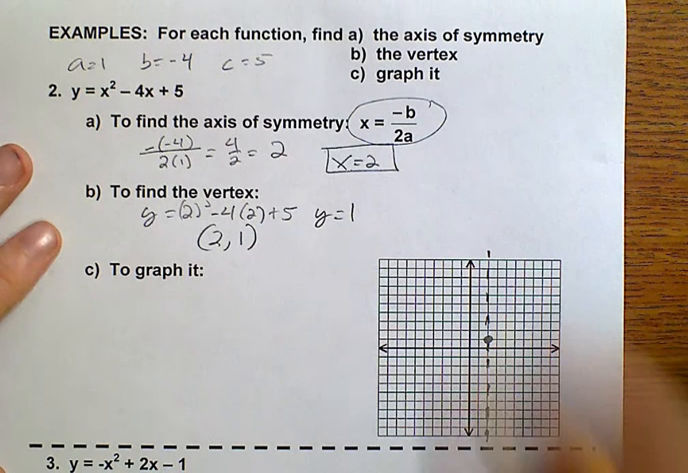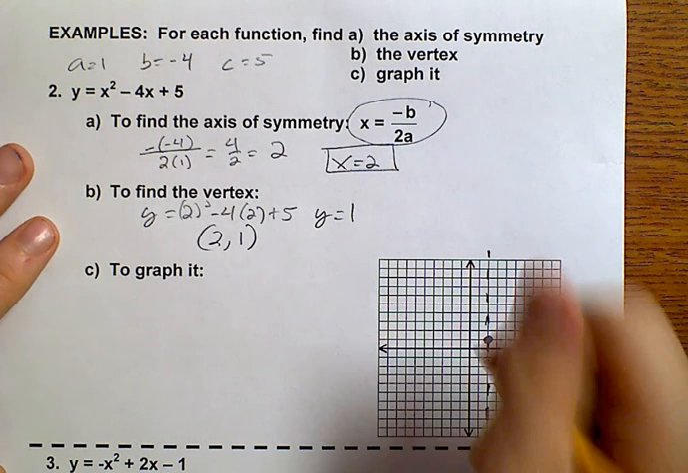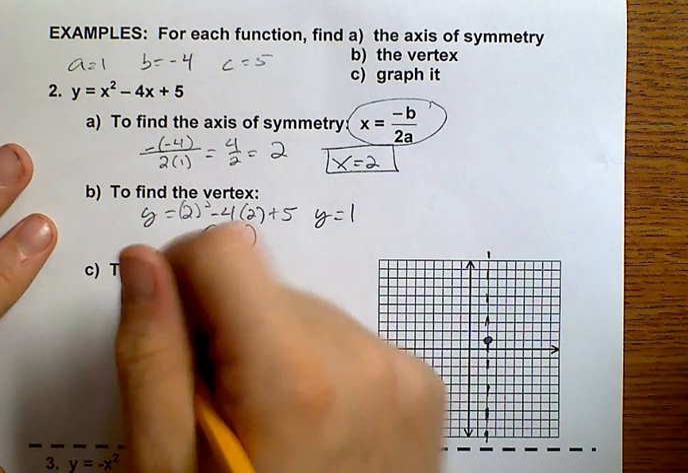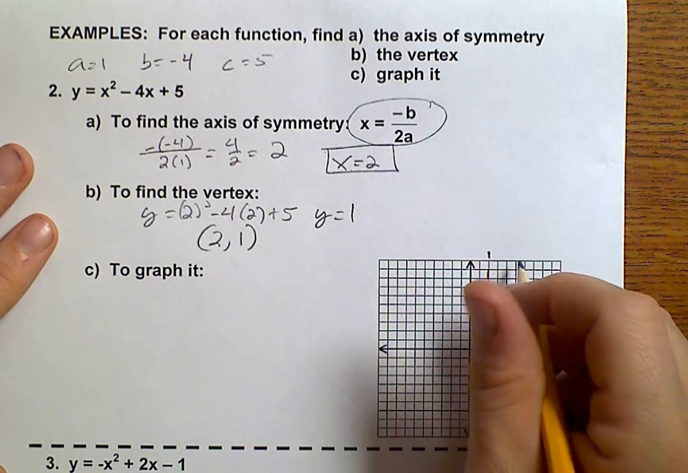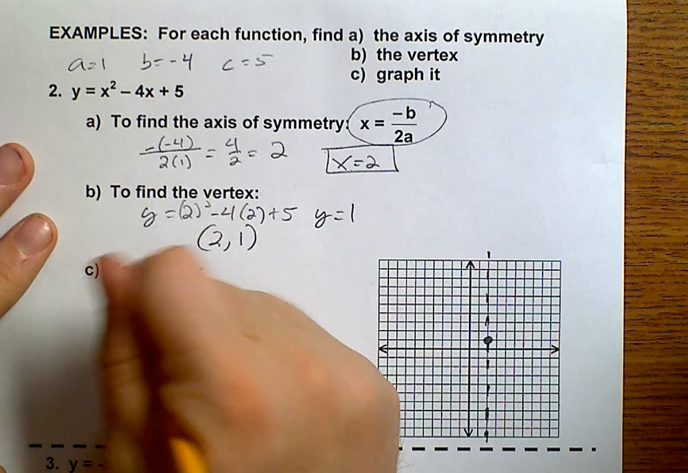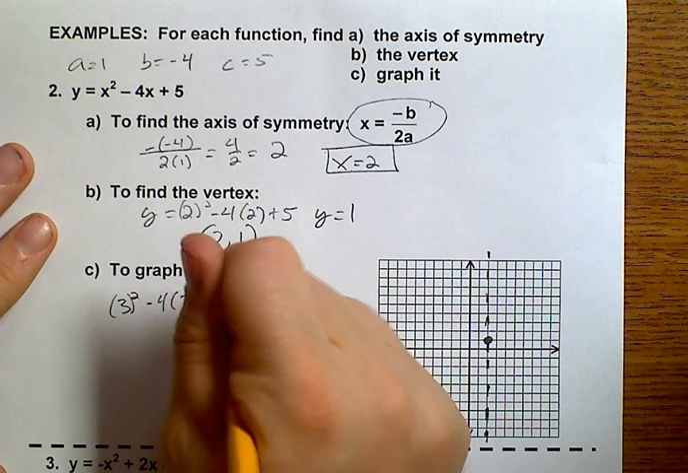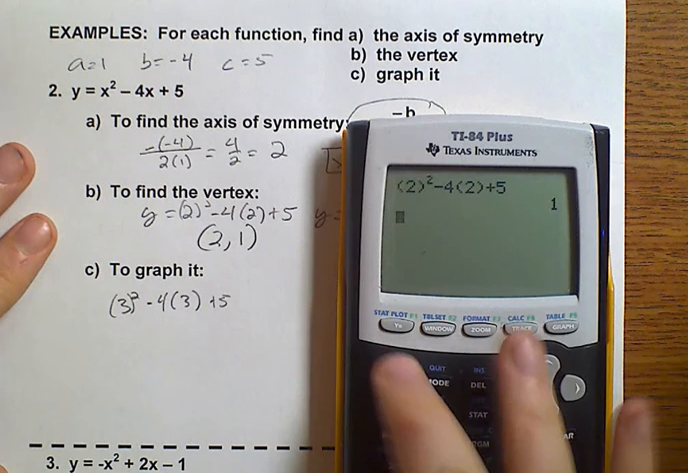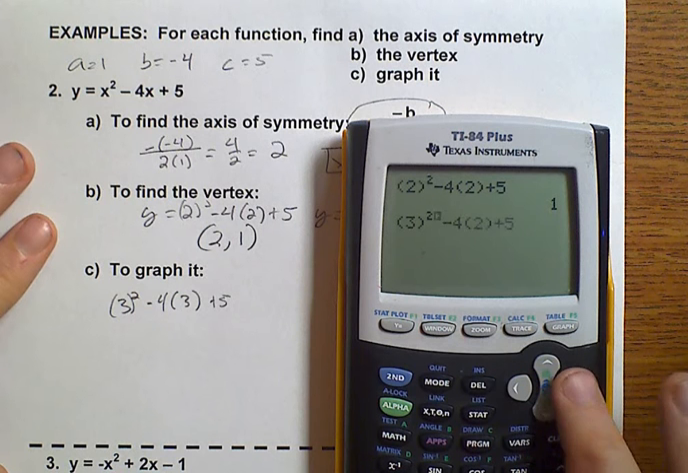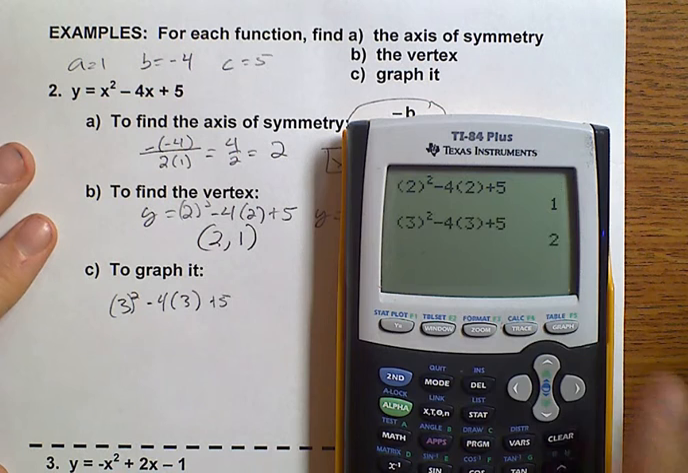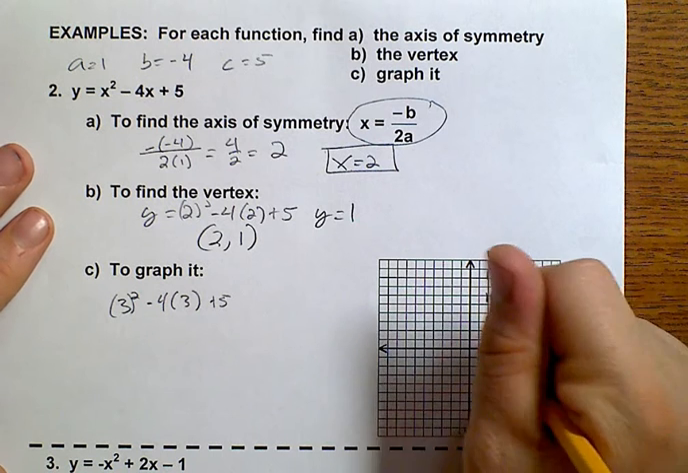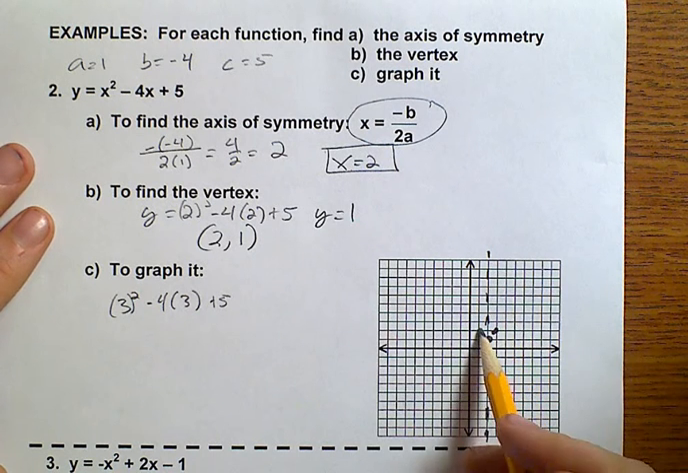And now we graph it. Actually, I'm just going to use some positive numbers. So I've already graphed it at 2, so now we're going to use 3. So 3 squared minus 4 times 3 plus 5. Just pull up the same thing, and we're going to replace those 2's with 3's. And it gives us 2. And I know I can reflect it, so if I'm here, that means I can also go over here.